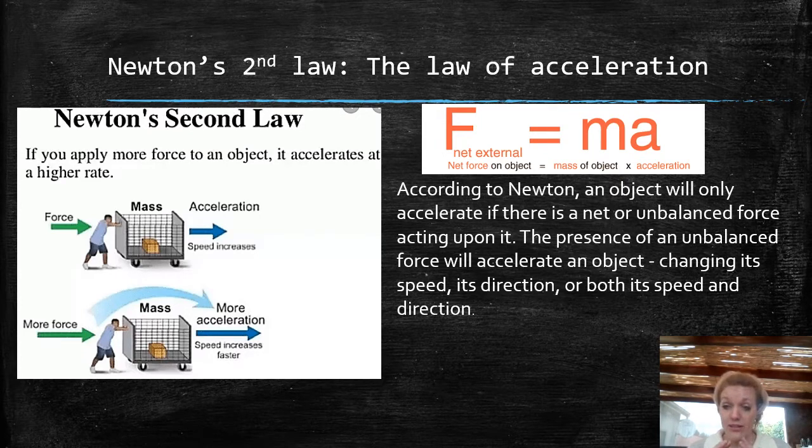Now, when we use the word accelerate in physics, it actually means to slow down or to speed up, just by the way. So it changes the speed, its direction, or both its speed and direction. If we apply more force, it's going to accelerate at a higher rate. Please write down this formula: F net is equal to MA. F net is equal to MA, but there'll be a chance for you to fill this in a little bit later in the lesson.